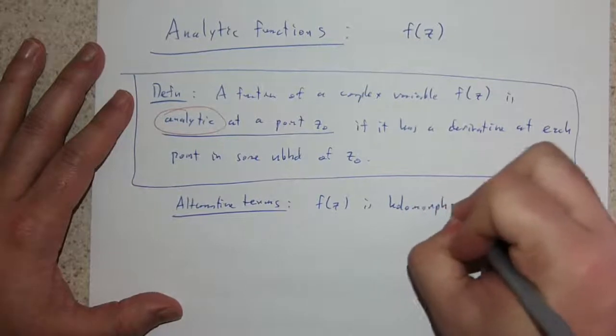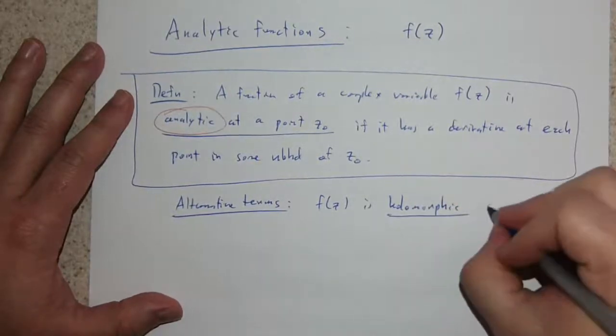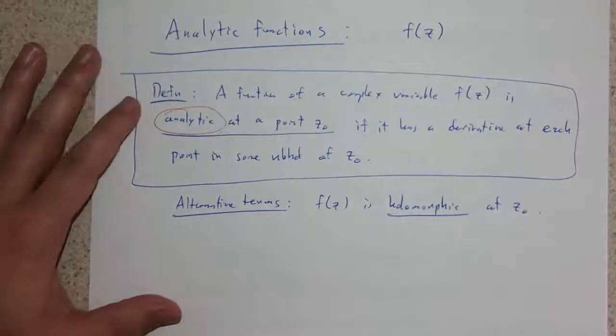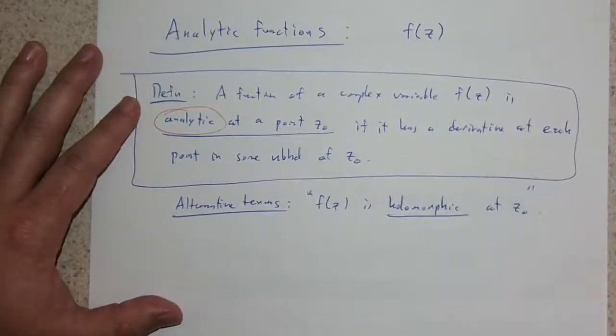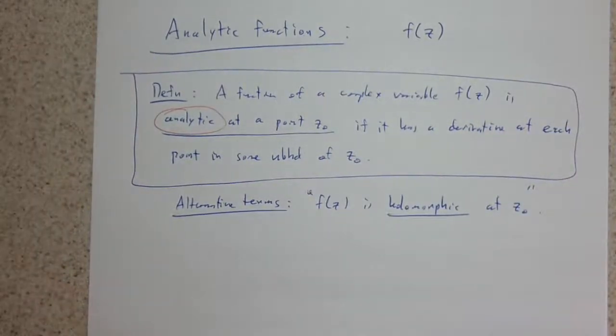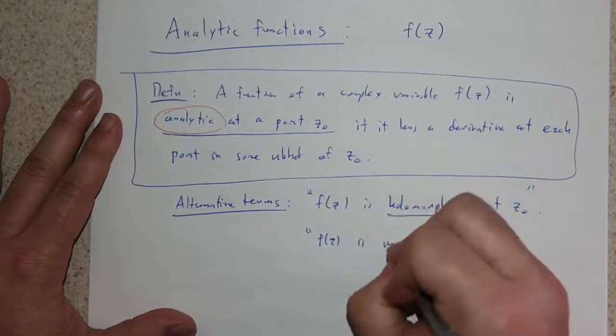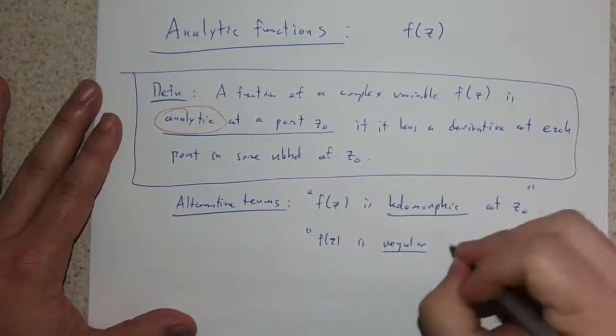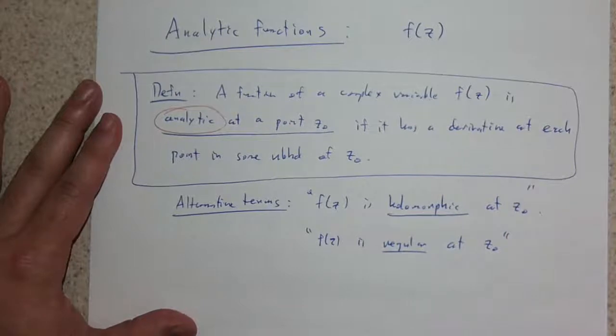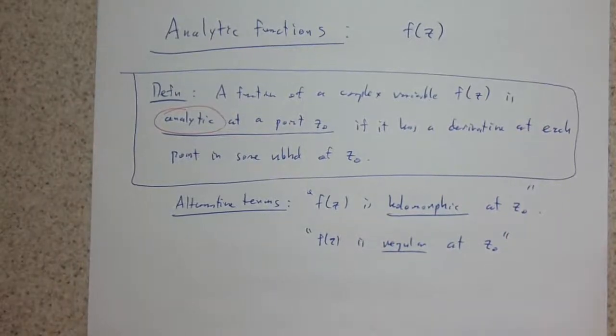So maybe you think holomorphic sounds cooler than analytic. So you can definitely use holomorphic instead. Holomorphic means the same thing as analytic. Another term is f of z is regular at z0. Okay, so being regular at a point, being holomorphic at a point, this is the exact same thing that we're calling being analytic at a point.